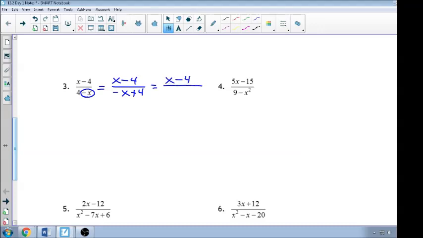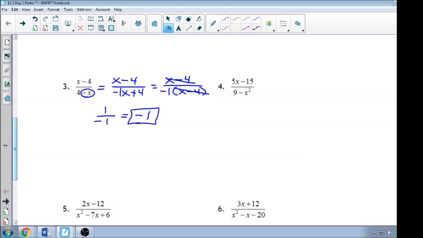I'm going to take out a greatest common factor. This has a -1 in front of it. 4 is divisible by 1. So I'm going to take out a -1 and make this positive x minus 4. What that does for me is it allows me now to go ahead and cancel out my x minus 4's, leaving me with 1 over -1, which is just -1.